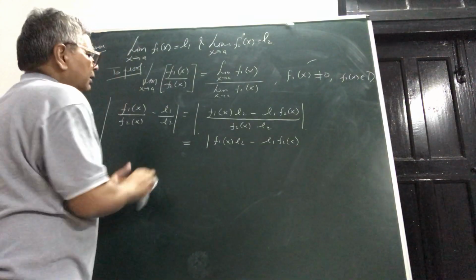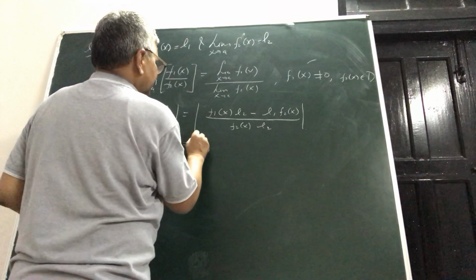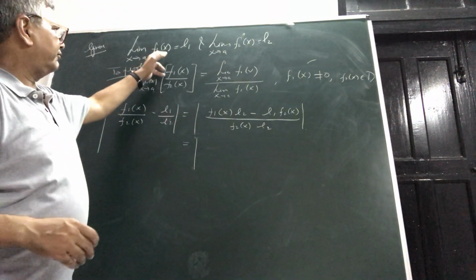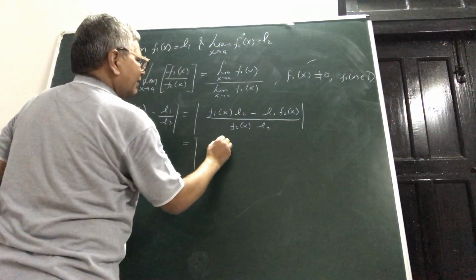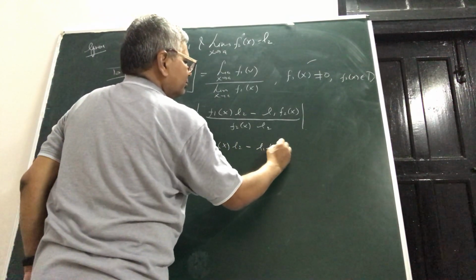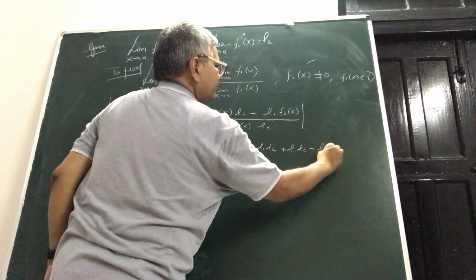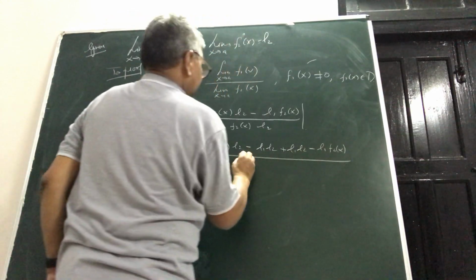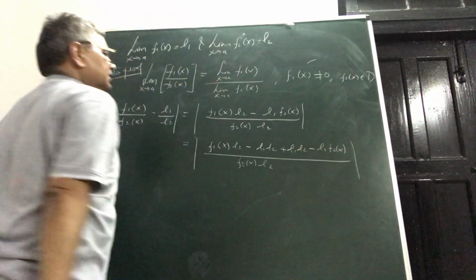Before we break it, we will simplify it a bit further. We had to bring the result in terms of f1(x) minus L1 and f2(x) minus L2. So in the numerator f1(x) L2, we will add and subtract the same thing, L1 L2, which will not make any difference, upon f2(x) and L2. So this is equal to modulus of this thing.